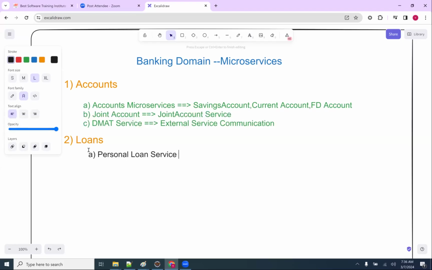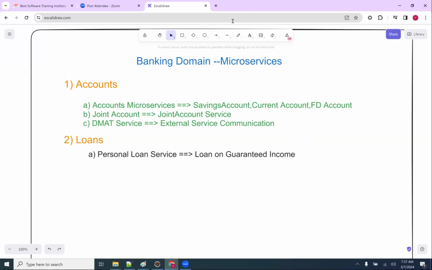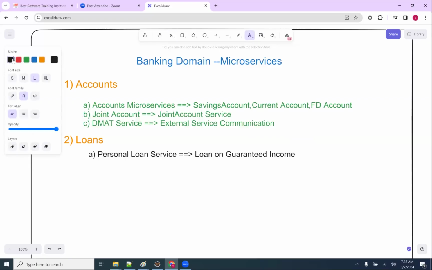Personal loan service, loan on guaranteed income. Loan on guaranteed income, right? Next one is, can I think this is a separate service, guys? Yes or no, guys?